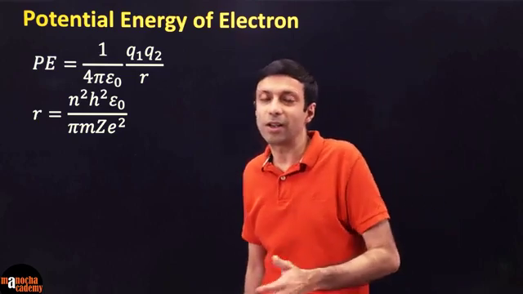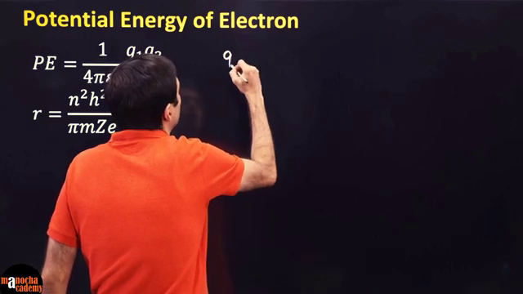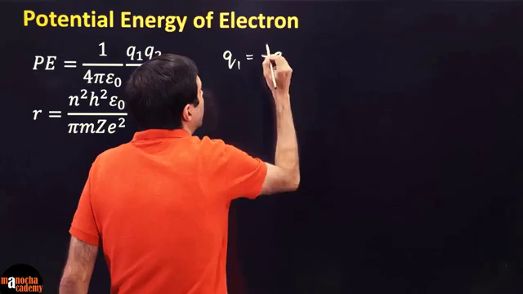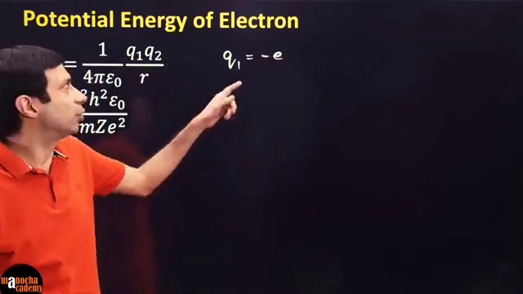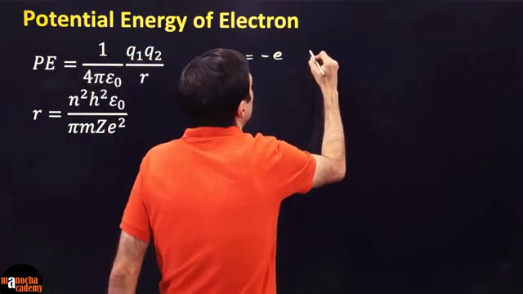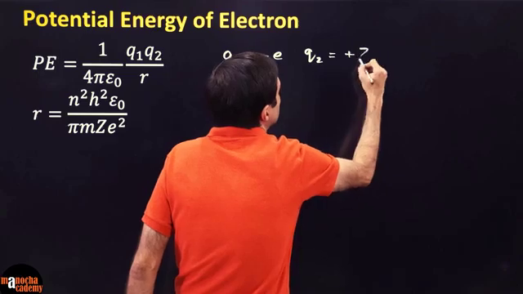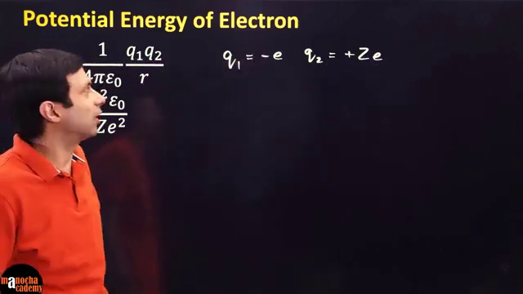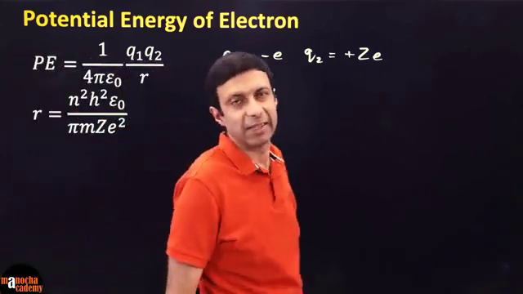So here, what are our Q1 and Q2? Q1 is basically the charge of the electron. And this time we are going to take it with the correct sign because we want to see what is the sign of the potential energy. So Q1 is minus e and Q2, the charge of the nucleus, is plus Ze. Remember, Z is the atomic number times the charge of the electron. So we have to substitute Q1 and Q2 into this expression like this.